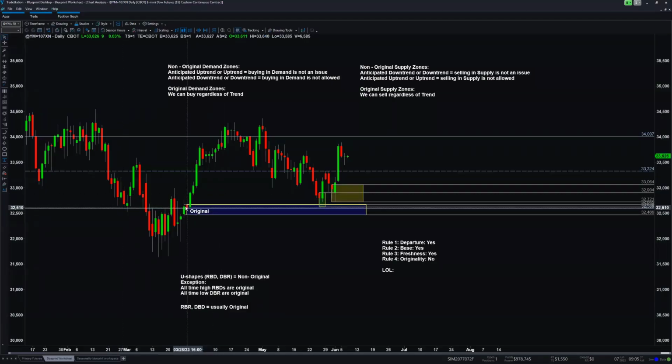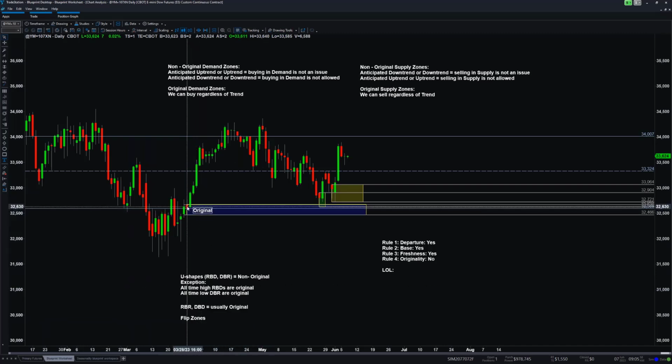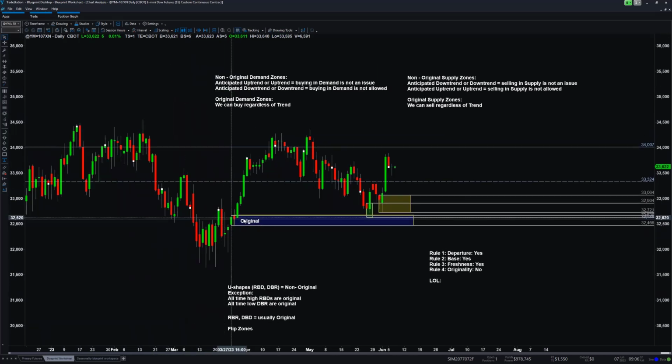So in this example, we could argue that this original zone is also a flip zone. It's a flip zone because price has switched the control from the sellers being in control, pushing price lower, to the buyers being in control, pushing price higher. And as price comes back into this area, we see more orders being filled and price again pushing higher. So extremely strong area here, flip.